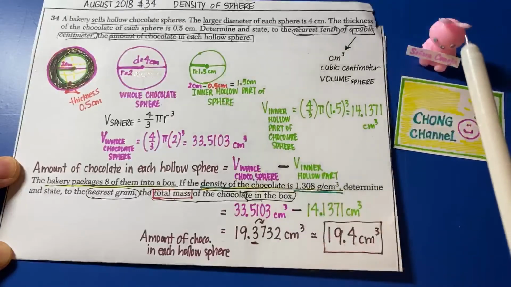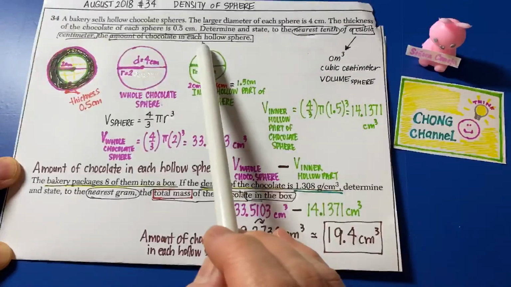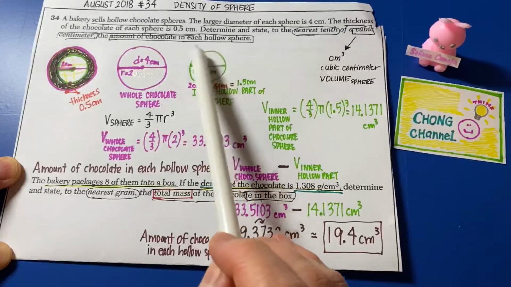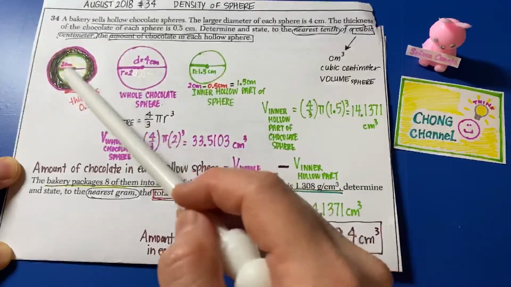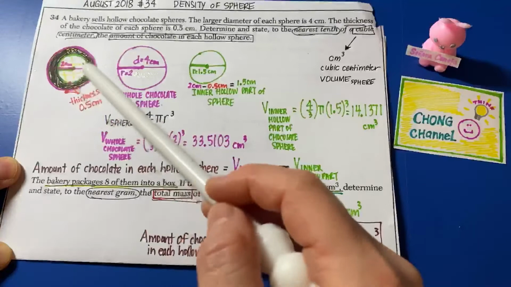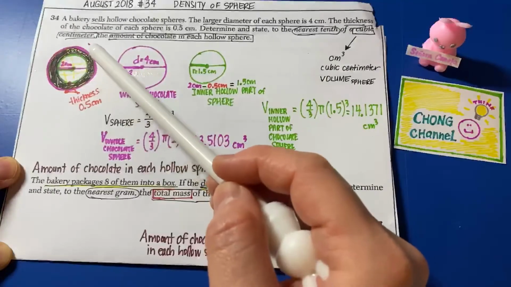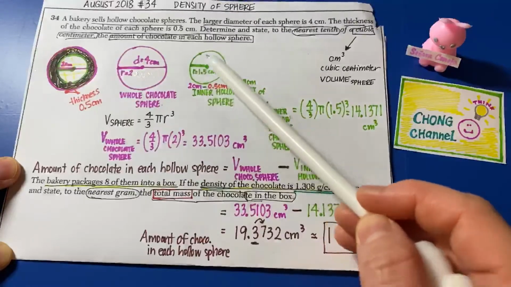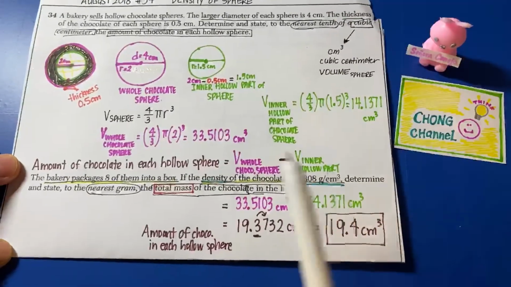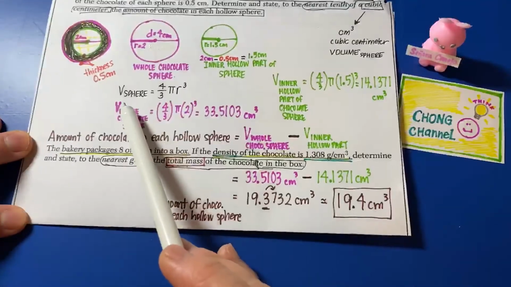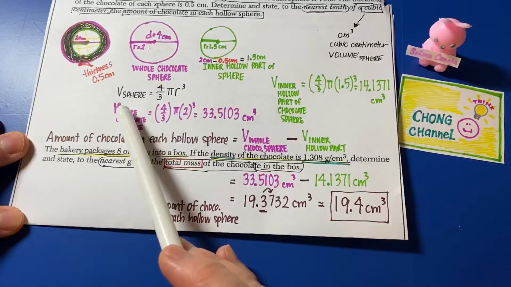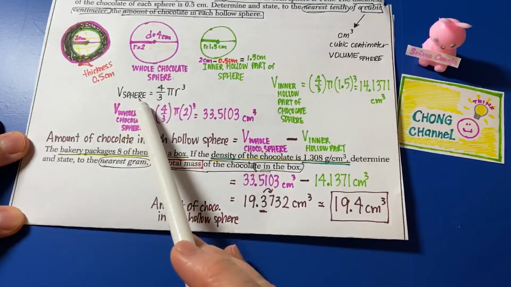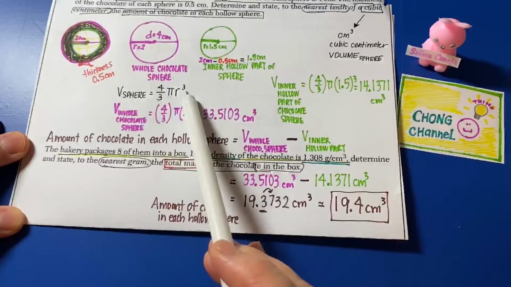Now this question is kind of tricky. Everyone should understand that hollow means empty. So usually when you get chocolate, the whole chocolate is full of chocolate, but in here it's going to be empty inside, and this is empty. I colored it in green. So what we're going to do is I copy down from the Regents formula sheet the volume of a sphere, and it's 4/3 pi r cubed.